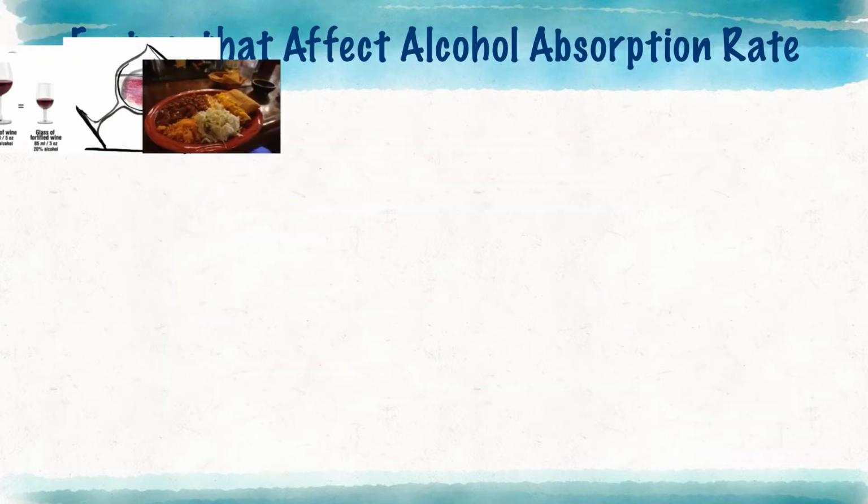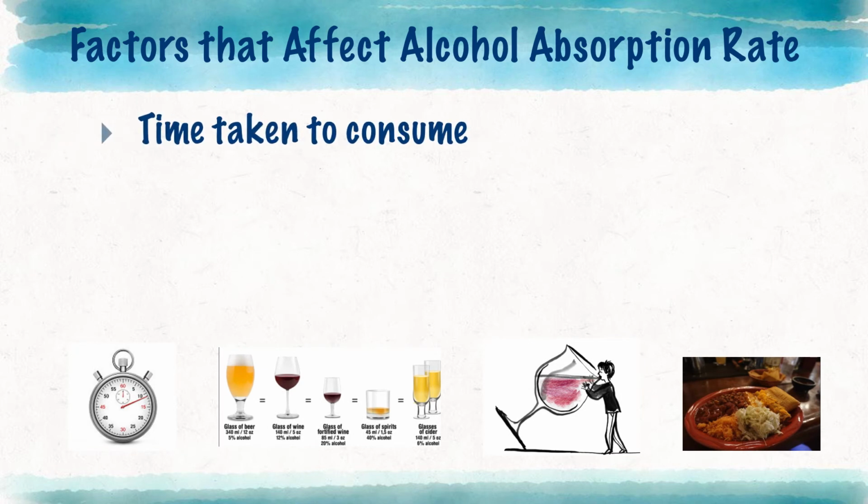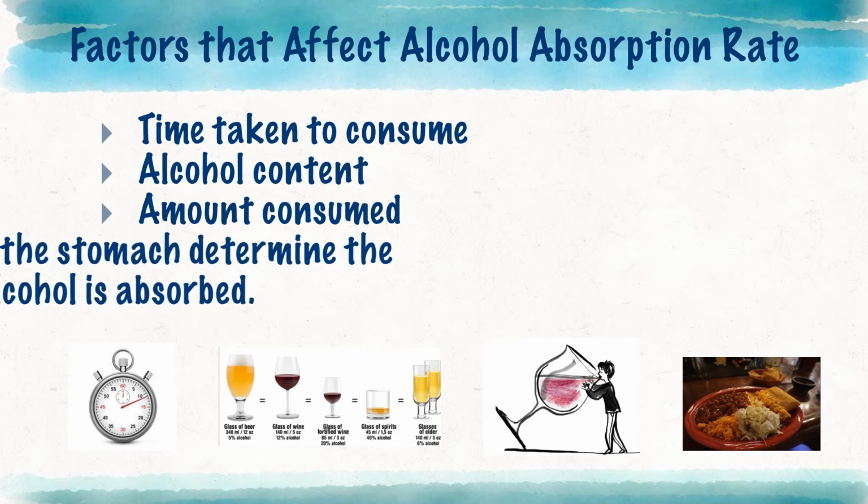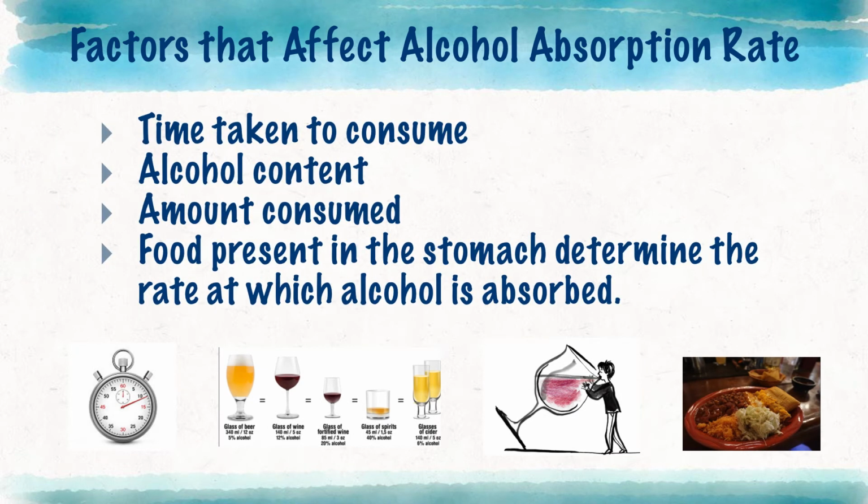Factors that affect alcohol absorption rate are a number of things. Some of them are the time taken to consume, so how fast they're drinking it, the alcohol content of the drink, the amount that was consumed, and any food that was present in the stomach can all determine the rate at which alcohol is absorbed.